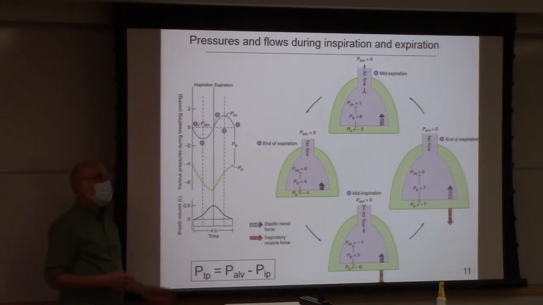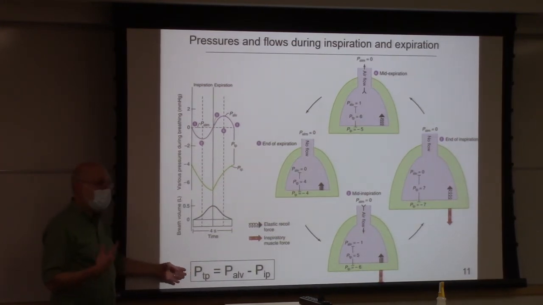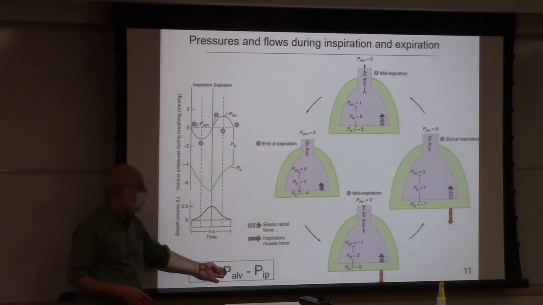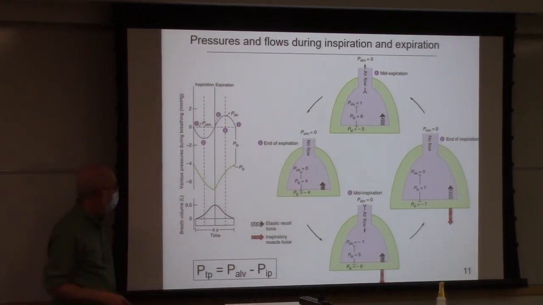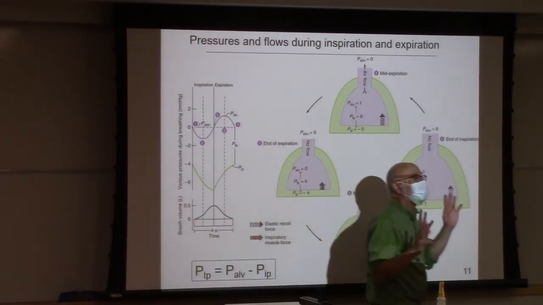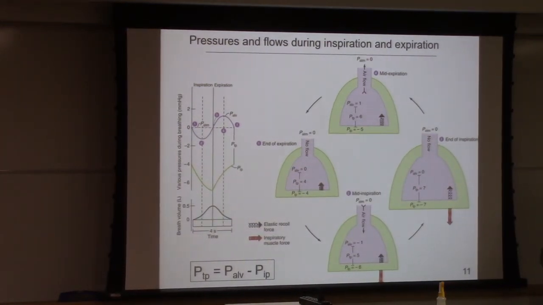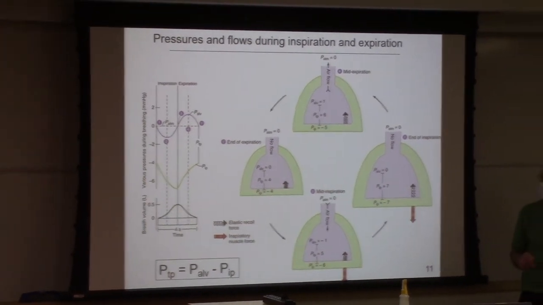Pulmonary physiologists like to talk about something called the transpulmonary pressure, which has a simple definition. It's the alveolar pressure minus the intrapleural pressure. That's just defined. I might use that, but I tend to just say, well, enough pressures already.